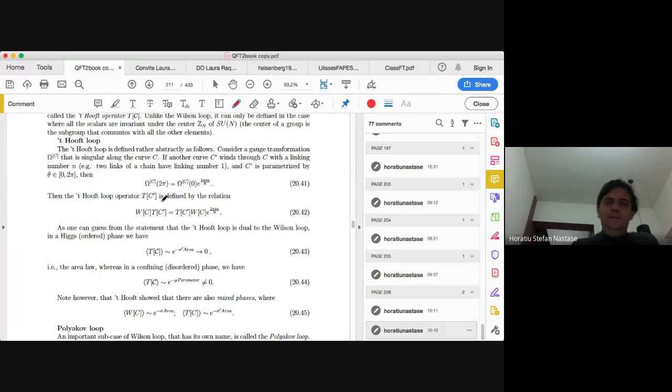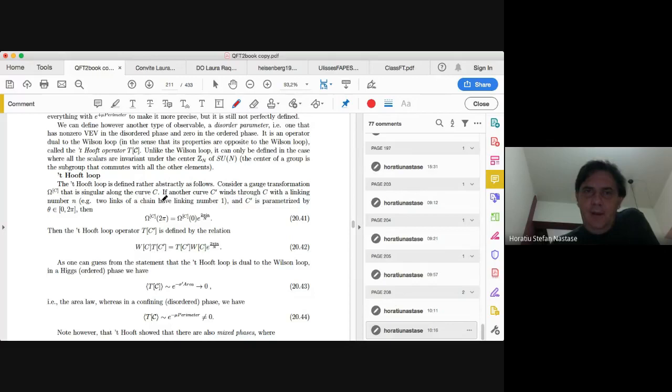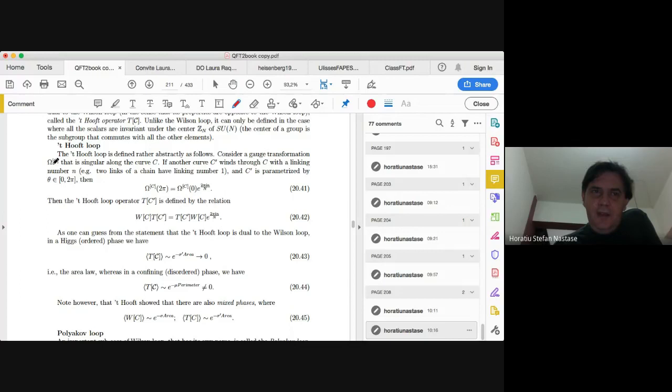All right, so let's define this 't Hooft loop. The problem is it's not very intuitive. It's defined in a very abstract way. So let's consider a gauge transformation that depends on a curve C, so Ω_C, in the sense that it is singular along this curve.